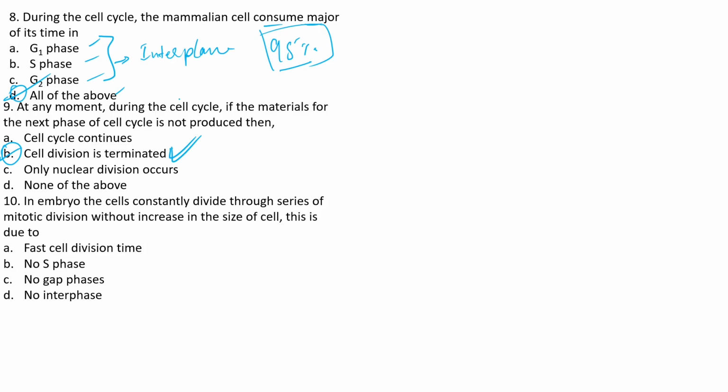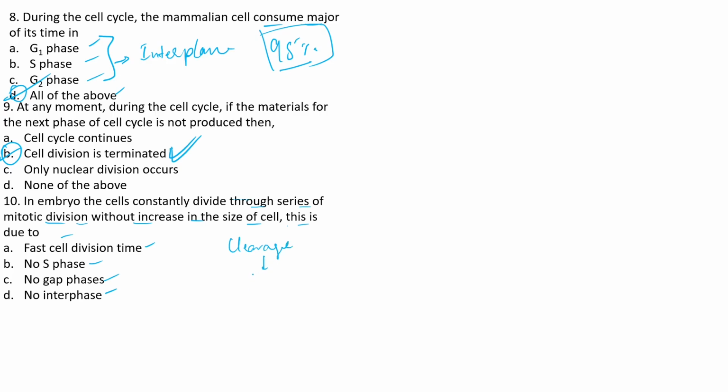The next question. In embryo, the cells constantly divide through a series of mitotic divisions without an increase in the size of the cell. This is due to fast cell division time, no S phase, no gap phase, and no interphase. Okay. Now, this is an important point that we can discuss over here. See, remember, in the case of embryo, we have a special kind of mitotic cell division, a series of cell divisions called the cleavage. Okay, it is called the cleavage.